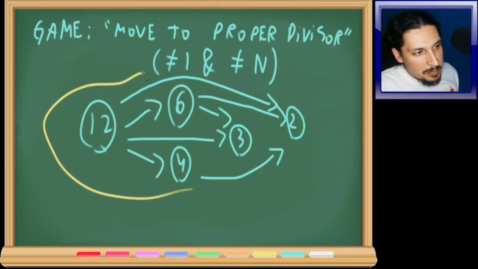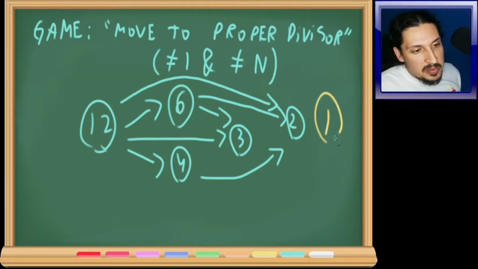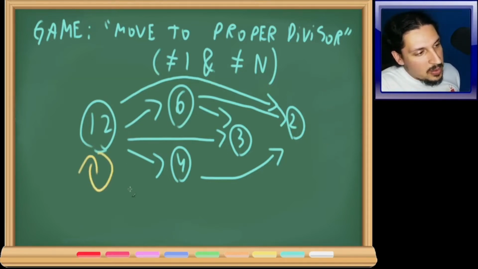And here is an example of the full graph of positions when you start with the number 12. And the only allowed move is to move to a divisor of a number. But it has to be a proper divisor, never 1. And of course, you cannot loop to the same number. So what do you do with this game?